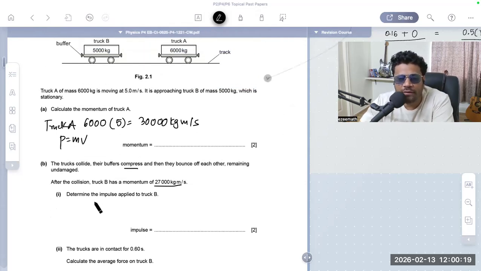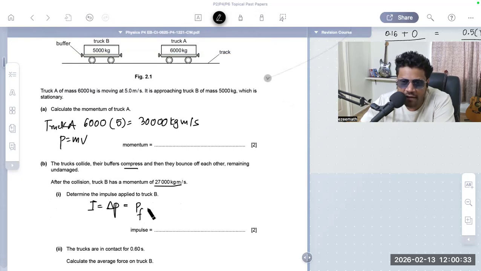So the point with impulse is that impulse is supposed to be the change in momentum. And you see that truck B was stationary. So what we have now minus what we had earlier: momentum final minus momentum initial. Final momentum is 27,000, that is what we have after the impact, minus, truck B was stationary before the impact, so it was 0. Impulse would be 27,000 kilogram meter per second.